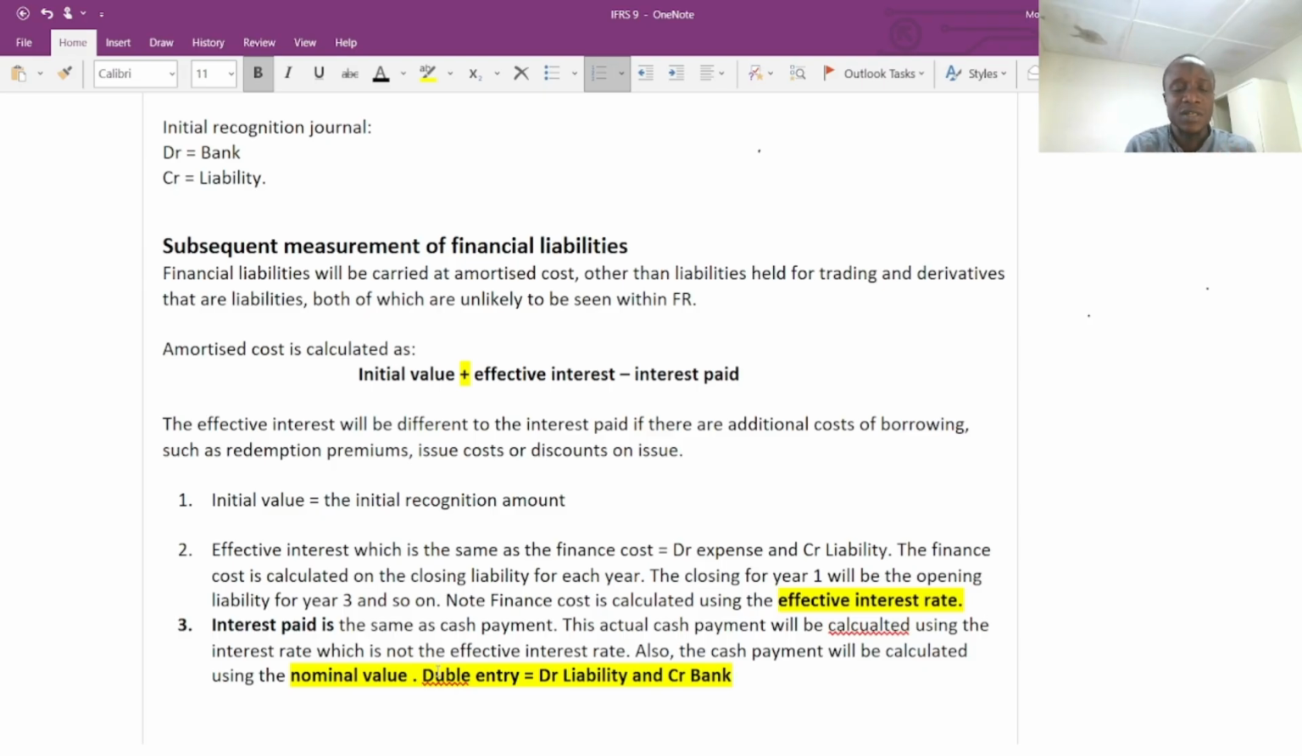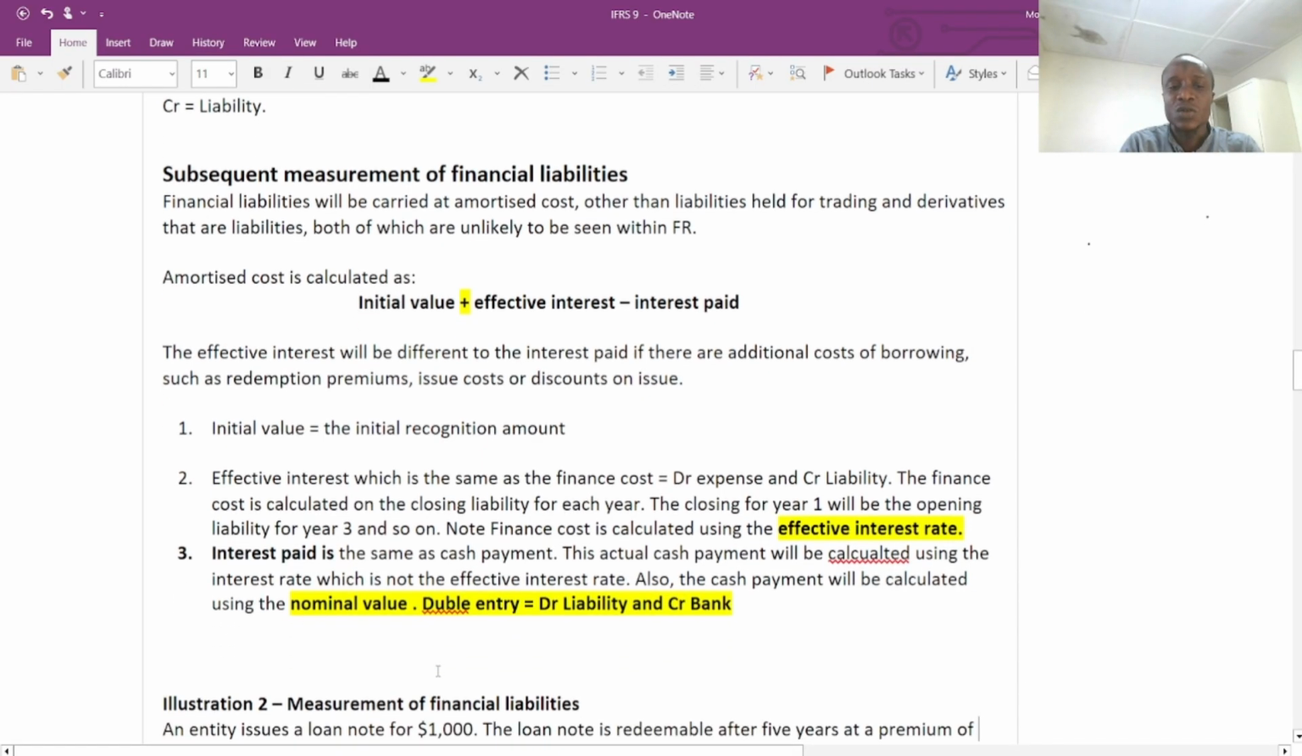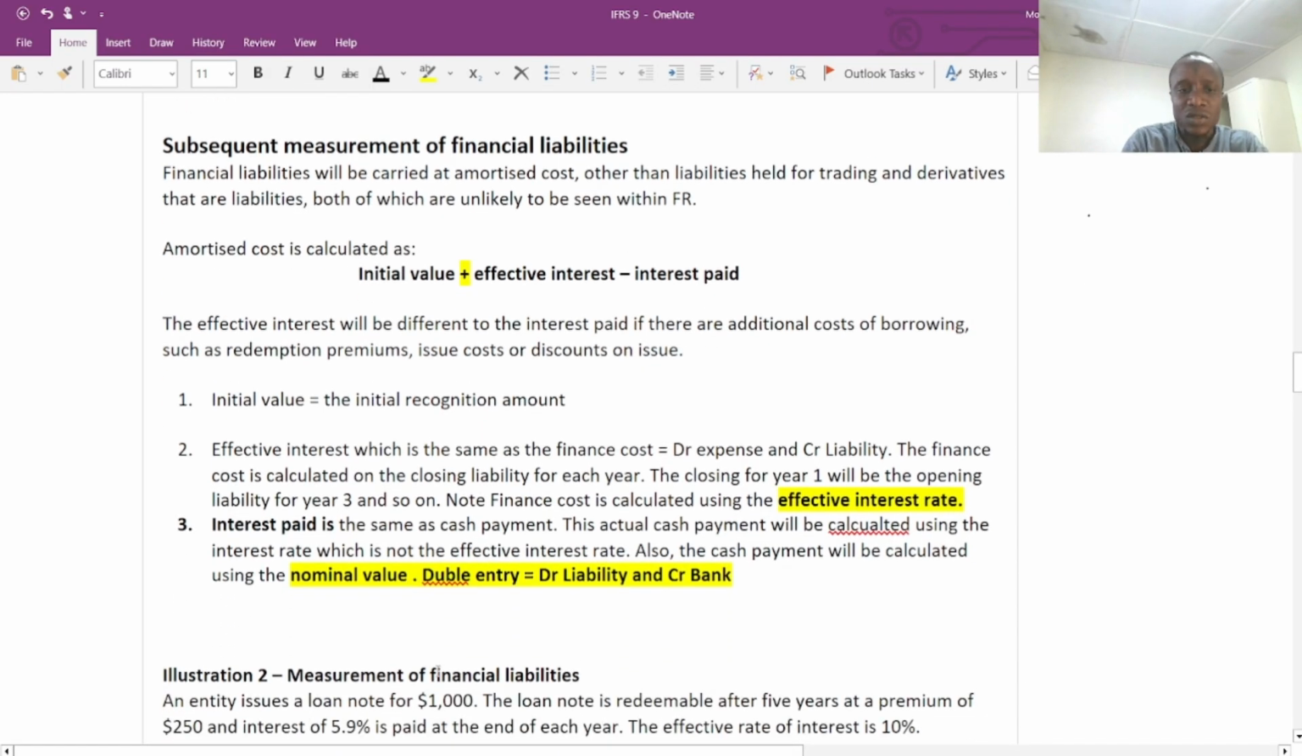Why are we going to debit the liability? Because we are going to reduce the total liability that we're supposed to pay, and that's why we make a cash payment. So basically, this is the concept that you need to understand. Now let's look at an illustration.